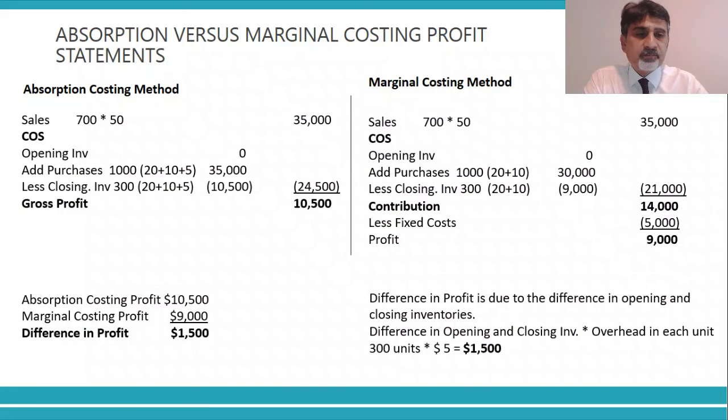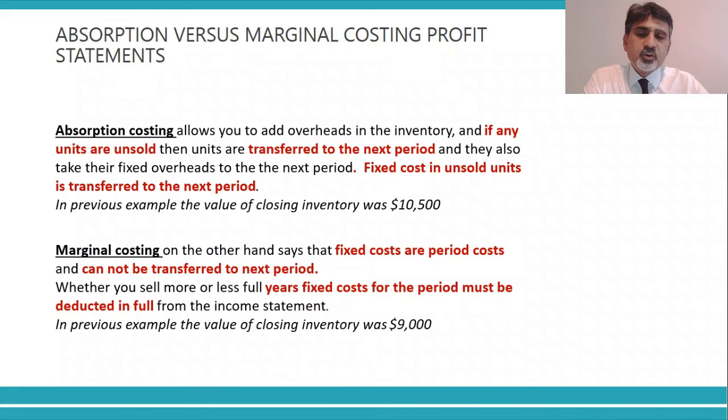Let me show you again. You see all 5,000 we subtracted. We said whether we sell or we don't sell, fixed cost in total we will subtract. So in the previous example, the value of closing inventory was 9,000 because 300 units multiplied by 30 was 9,000. Here 300 units you only valued them at material $20 and labor $10. Fixed overheads you did not add. So the value of closing inventory was less in marginal costing and more here.